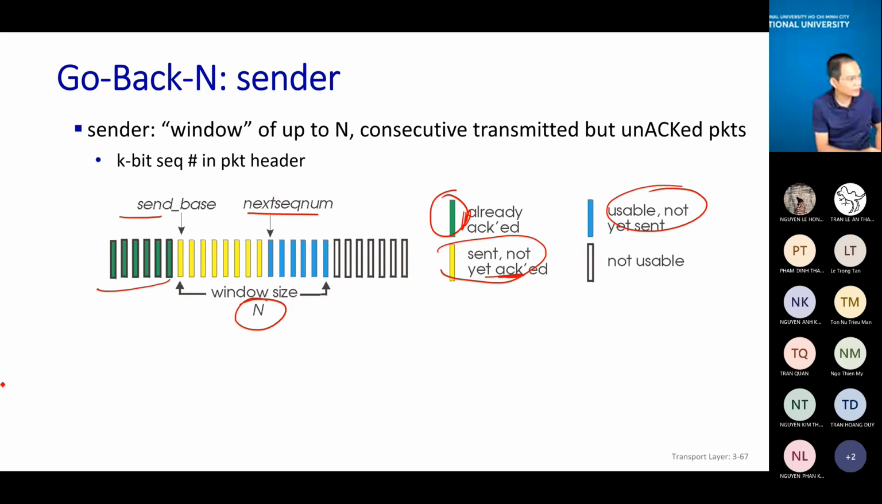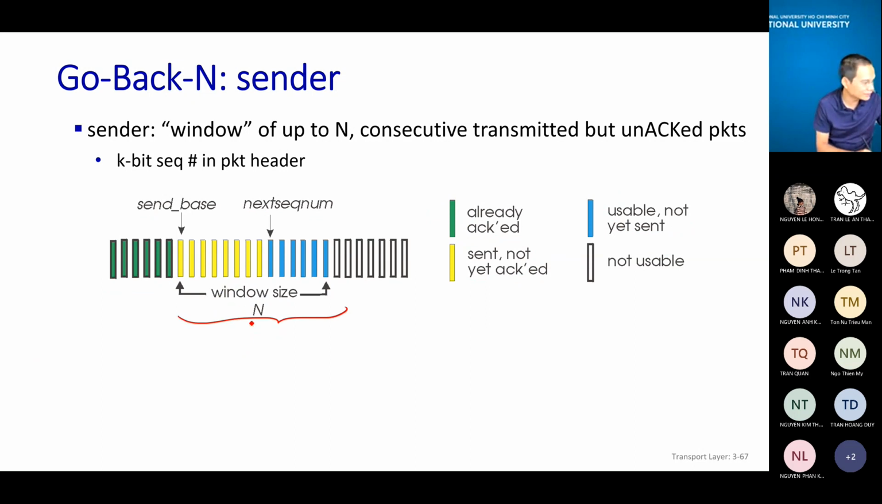For example, let's assume that we have 10 packets. Okay, assume packets here. Window size is 10. I already sent but not acknowledged 1, 2, 3, 4, 5, 6, 7, 8. I already sent them but didn't receive an ACK for these packets. So I'm waiting for these packets to be acknowledged.